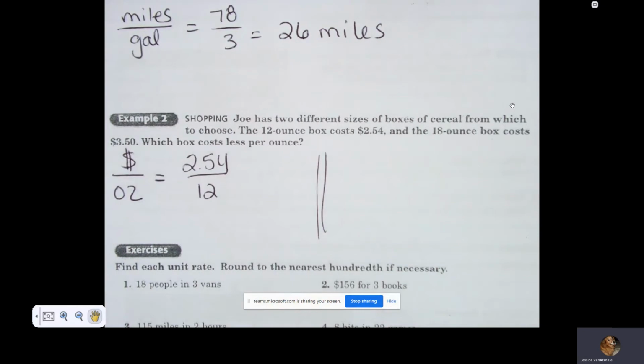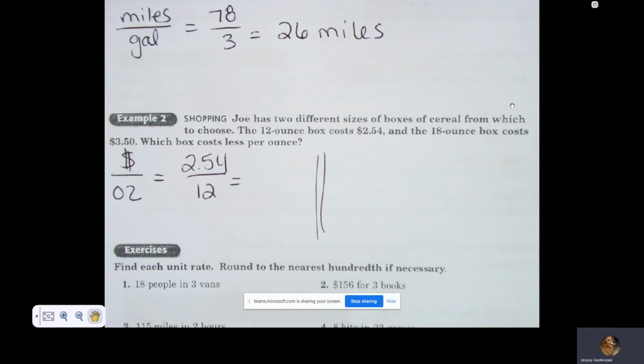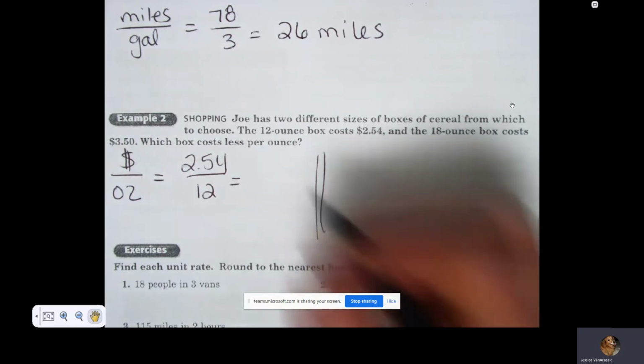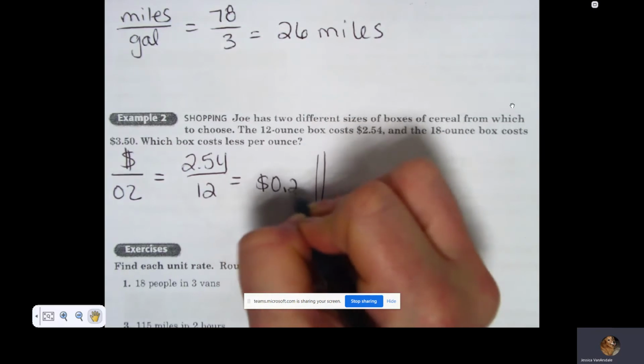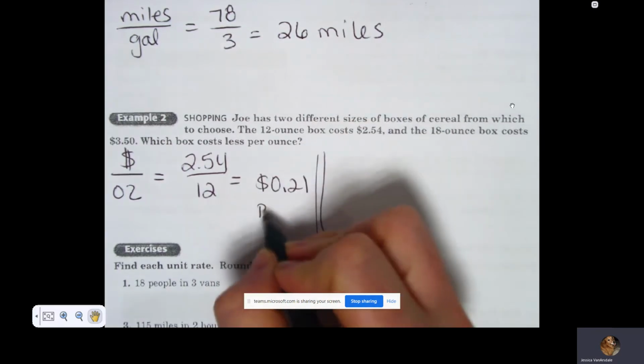Does everybody see what I'm doing? All right. If we divide that out, how much per ounce do we get from the smaller box of cereal? Now, remember, it's money, so you can't have more than two spots after your decimal point. So if you do $2.54 divided by 12 in your calculator, what do you get, Genesis? 21 cents. So the first one is 21 cents per ounce.